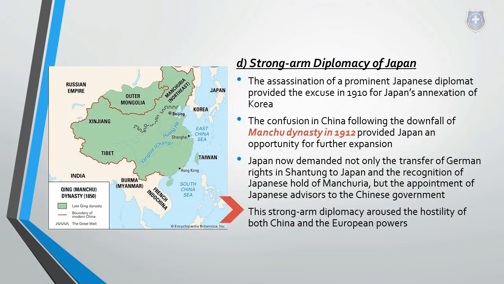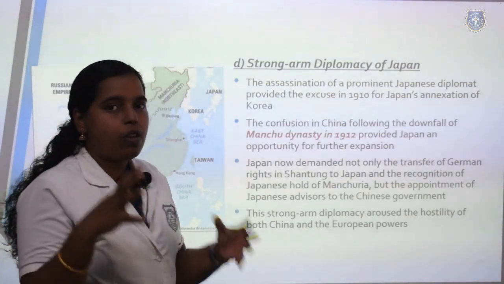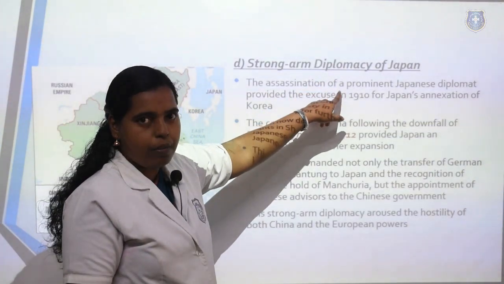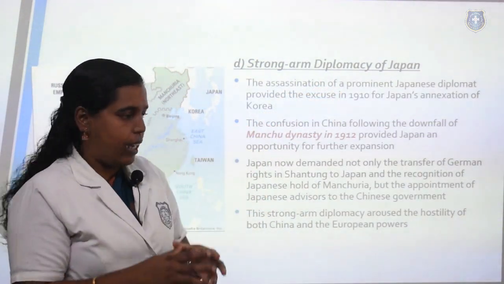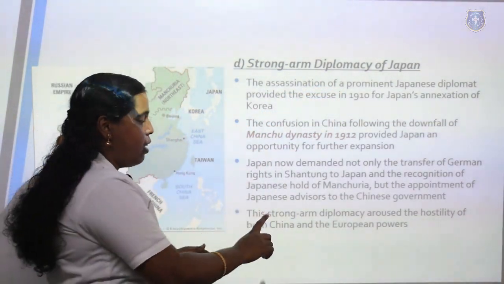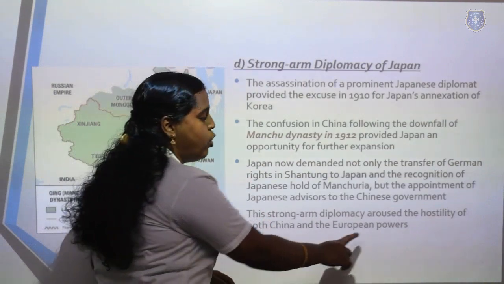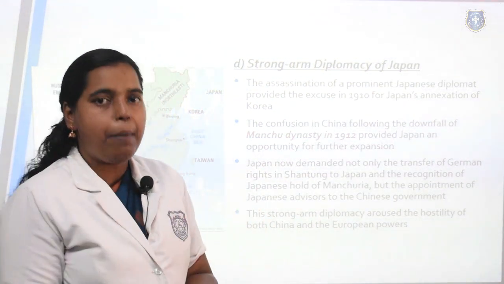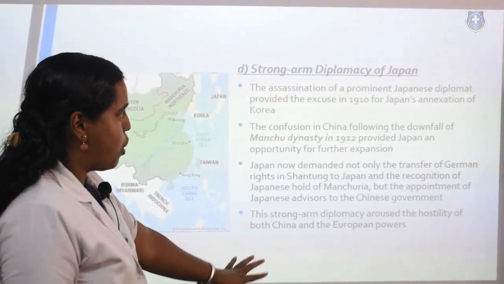This strong-armed diplomacy aroused the hostility of both China and the European powers. So what is happening now? China has to be submissive to Japan. So Japan and China are getting together, and that made a clash between China and the European powers. So this automatically turns China into a negative party for the European powers.